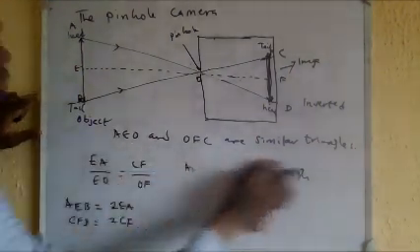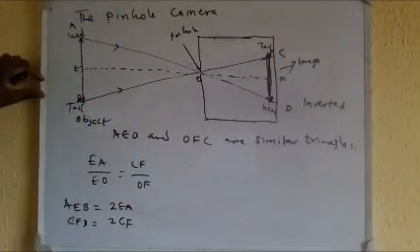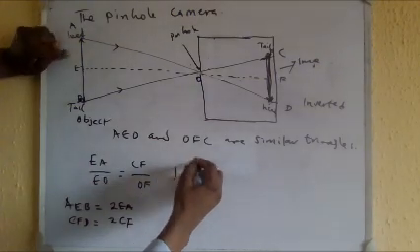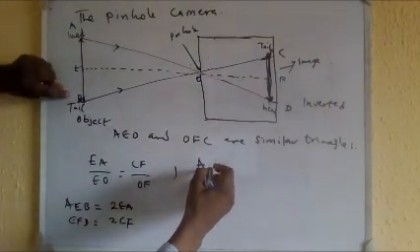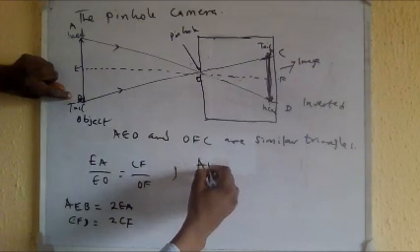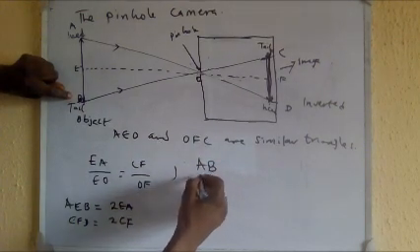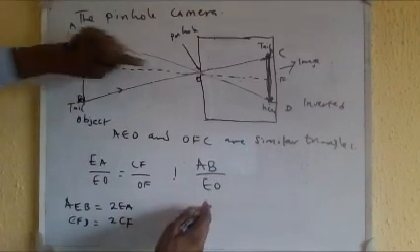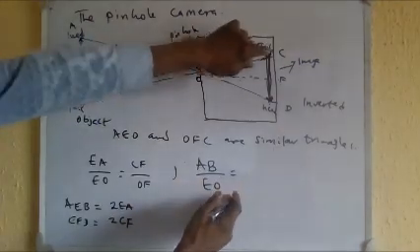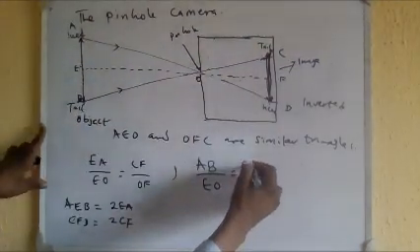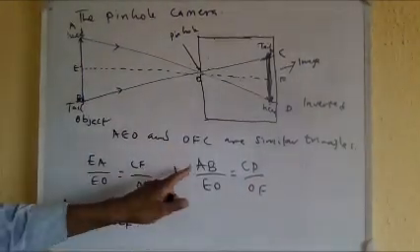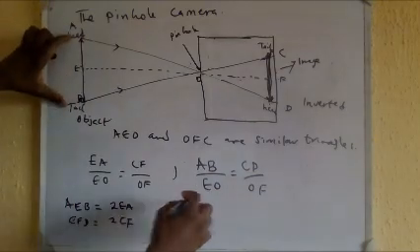So I'm going that route. I can still say here, similar triangle rule again. AB over EO is equal to CD over OF. What is AB? AB is the object height.